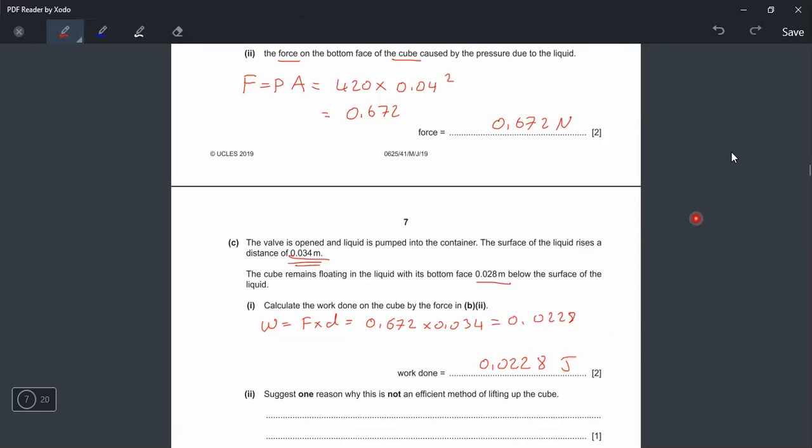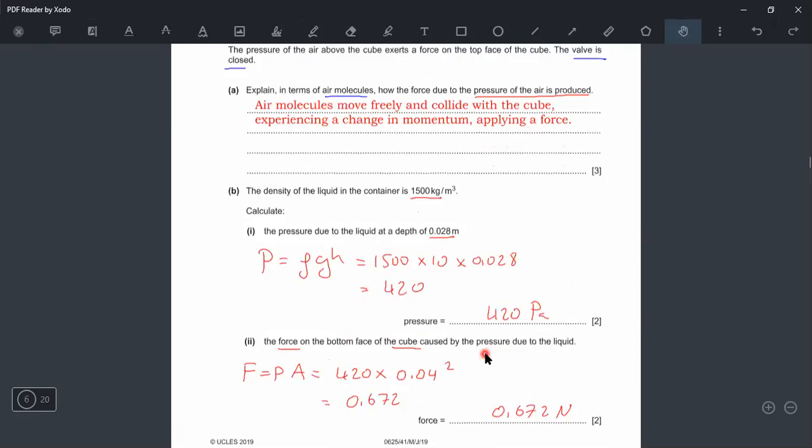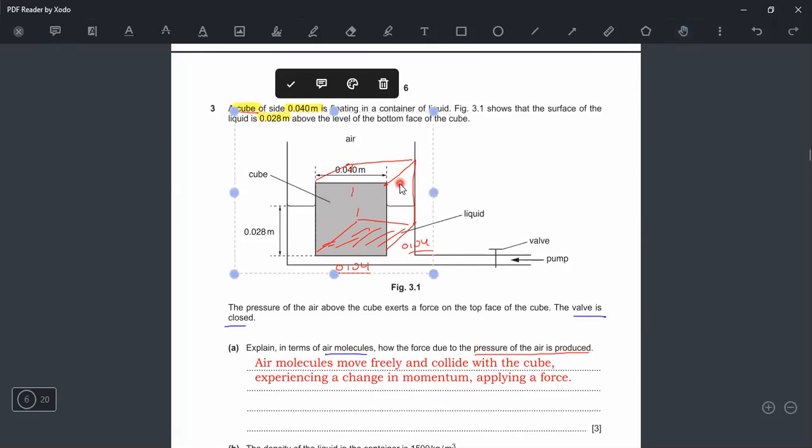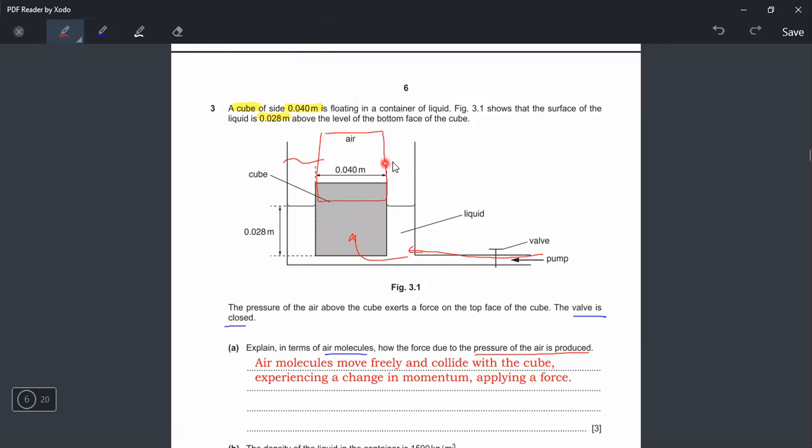0.0228 joules. Next one. Suggest one reason why this is not an efficient method of lifting up the cube. Now think about this. If we're pouring in some water to push the cube up, that's great and all. It's fabulous. You've pushed the cube up. Great. But also don't forget that you've also pushed the water up, which also requires some energy.